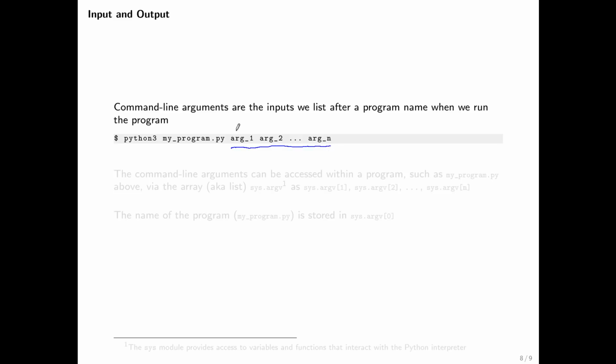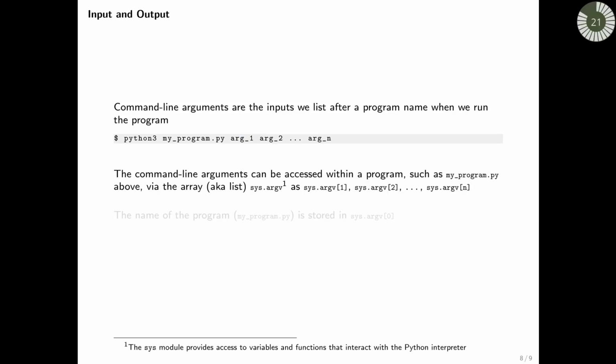Okay, so this is the first command line argument or input, this is the second command line argument or input, and this is the nth command line argument or input, and they're all separated by spaces. All right, so that's how you specify these command line inputs or arguments to a program. So a natural question to ask is, how do you access them within the program? Well, it's extremely straightforward. You access them within the program via an array or a list.